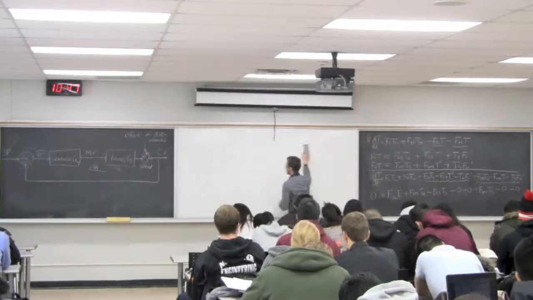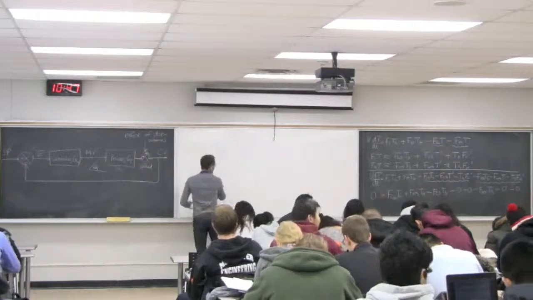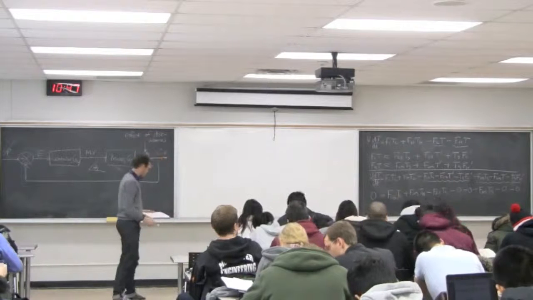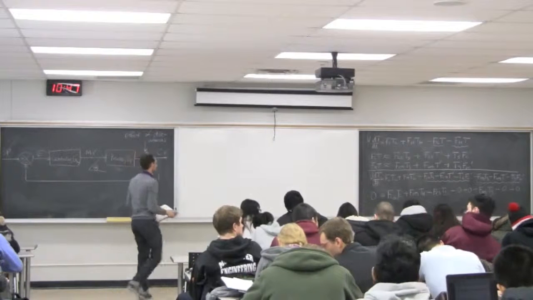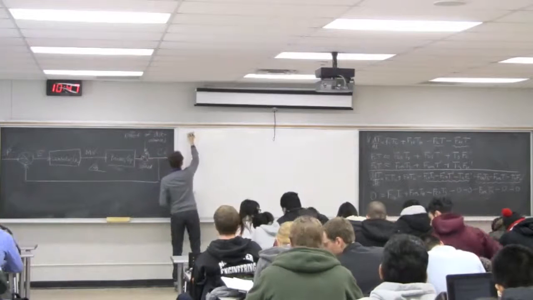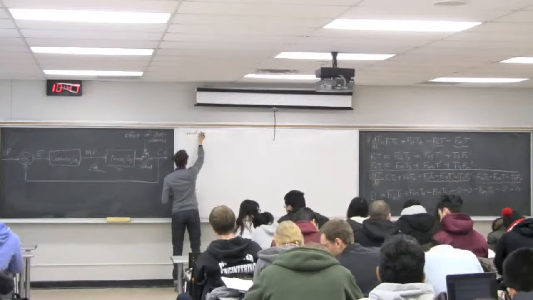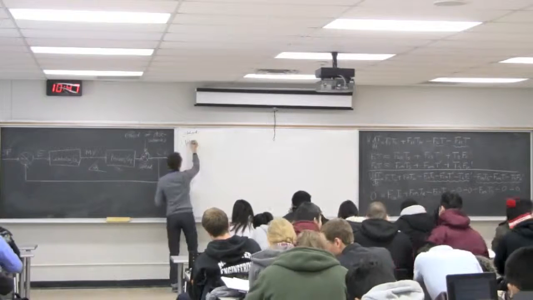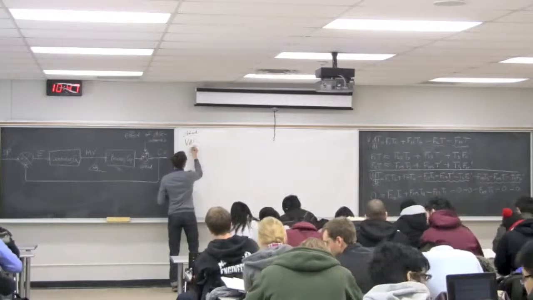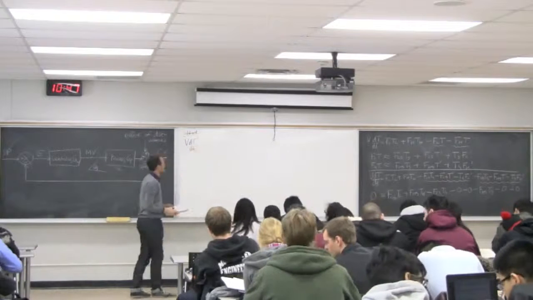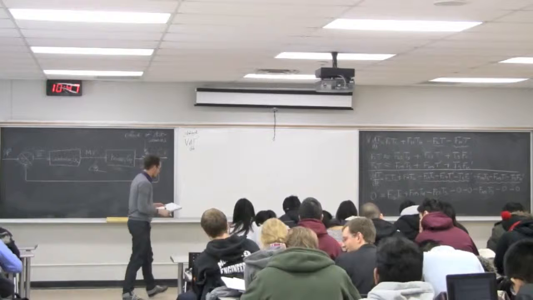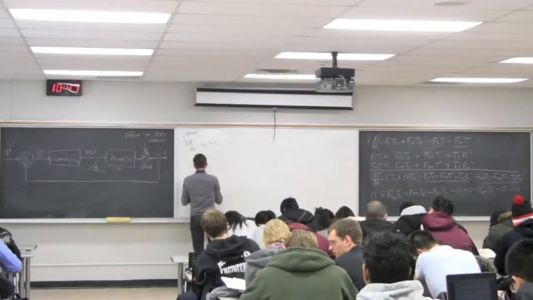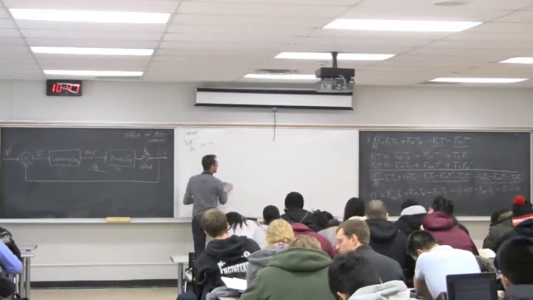Take the Laplace transform if you want to go a little bit faster. So subtract. You will get V times dT dash, so the derivative is now in deviation form, is equal to TC.